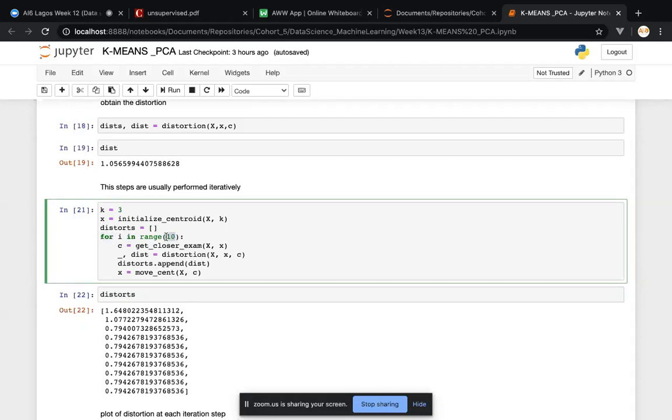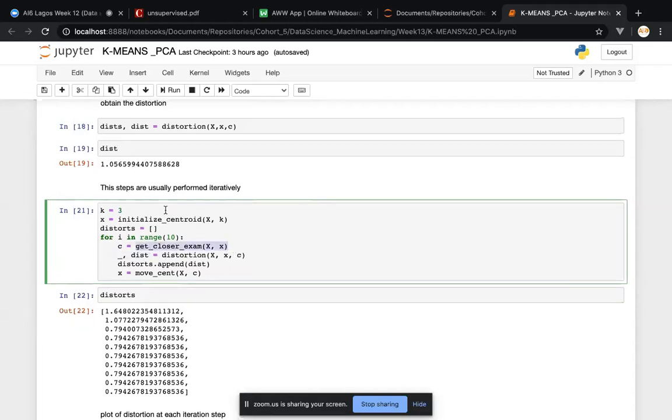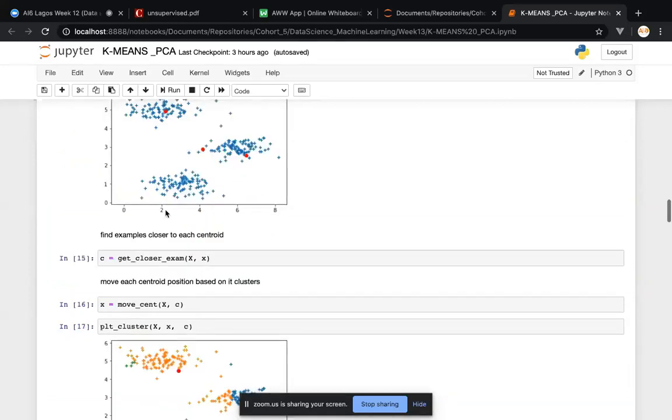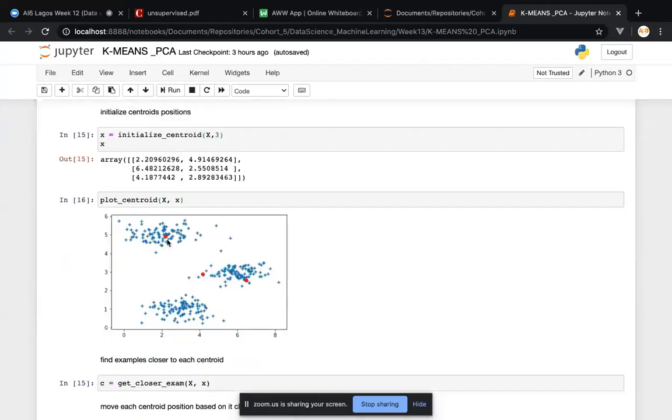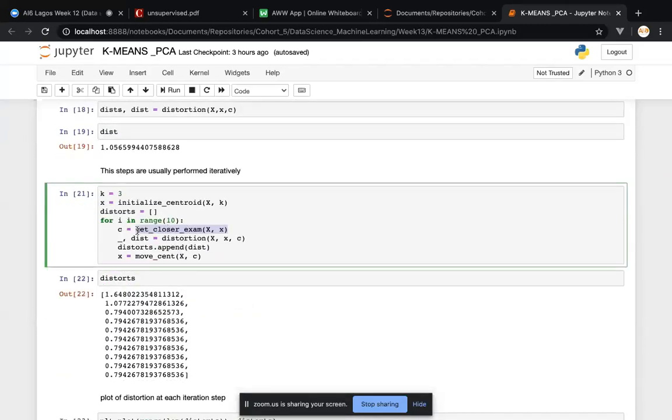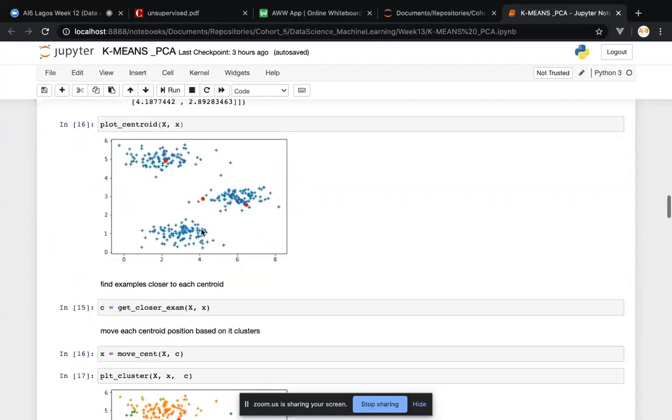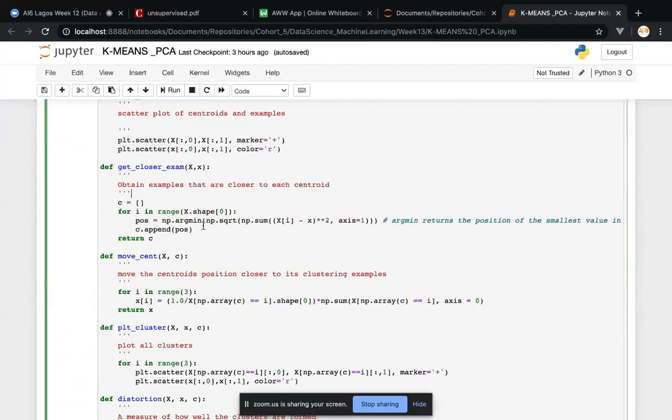So now we are saying we want to go for 10 iterations, right? The first thing we want to do is get a closer examination of the x, that's the centroid, small x, and the data x. Remember I told you guys that we would want to find, let's say this is our centroid, the points that are closer to this particular centroid. That's exactly what this function is doing here. It looks like one big complex code, but it's not. Just take it bit by bit and you'll understand.